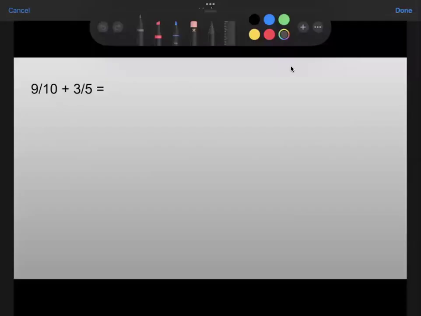Okay, here's our next example. We have 9 over 10 plus 3 over 5. So I'm going to rewrite those. 9 over 10 plus 3 over 5. Okay, so again, I need to change these into two equivalent fractions that have the same denominator so I can add them together. I'm first going to look at the smaller denominator, which is 5, and ask myself if I can multiply 5 times something to get 10.